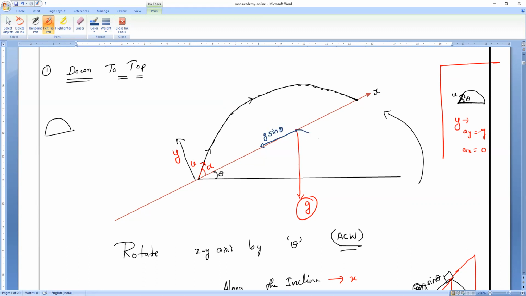And perpendicular to this, what is the angle between them? We all know that. What is the angle between them? 90 degrees. So what is that, everybody? That is g cos theta. Clear? Understood?